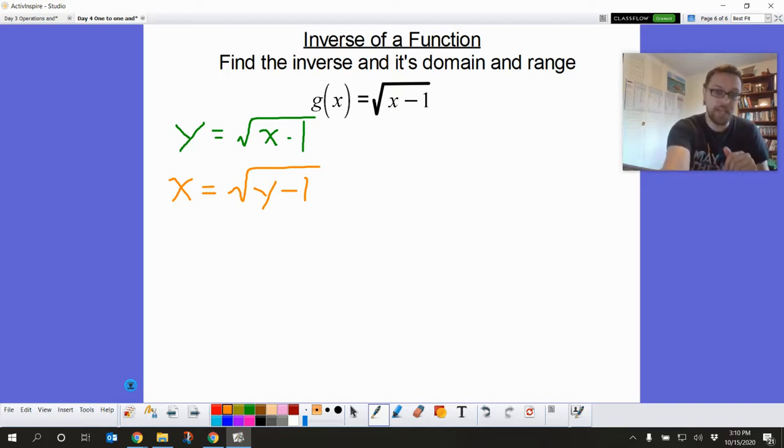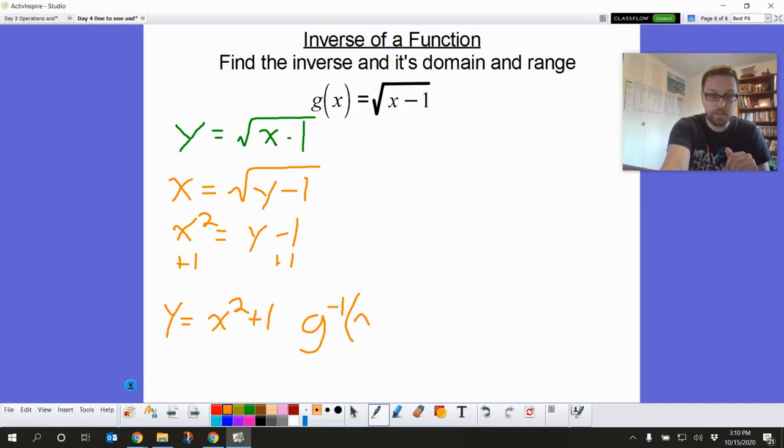So I'm going to make it look nice. I'm going to square both sides. Let's see, that equals y minus 1. So add a 1. So y equals x squared plus 1. If I wanted to write it all pretty, I would write g inverse, g negative 1 of x equals x squared plus 1.